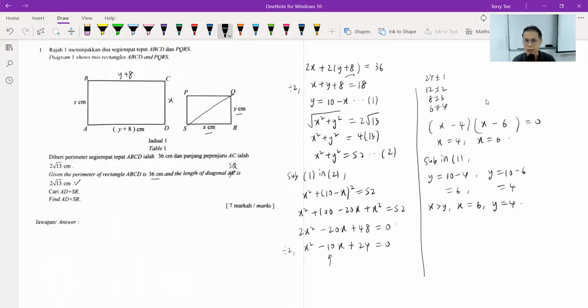But I'm not done yet. I need to find the length of AD plus SR. AD is your y plus 8. SR is your x here. So your AD plus SR will be, y is 4, 4 plus 8, which is 12. You add with SR, which is 6. Answer is 18 cm. Right.